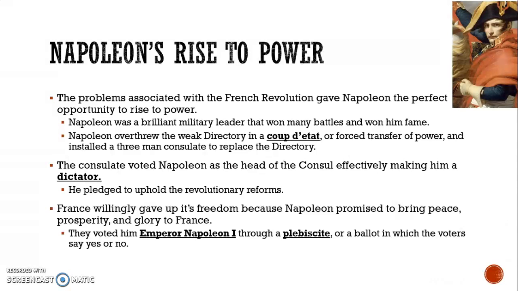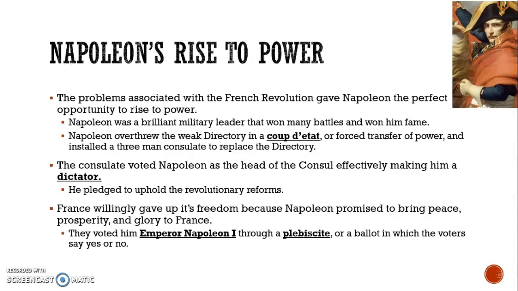After he had successfully thrown the directory out, he replaced it with a three-man consulate. The consulate voted Napoleon as the head of the consul, which effectively made him a dictator, otherwise known as the Emperor of France. He pledged to uphold the revolutionary reforms, though, and that made him very popular with the French people. France willingly gave up its freedom because he promised to bring back peace, because there had been that Reign of Terror where people were scared of everything, prosperity, in which they would make sure that everybody had enough to eat, and glory to France.